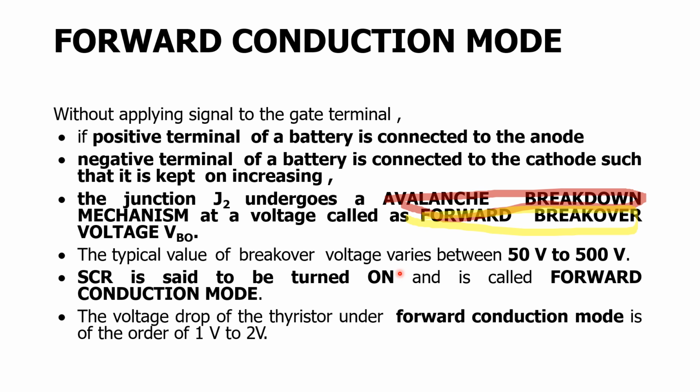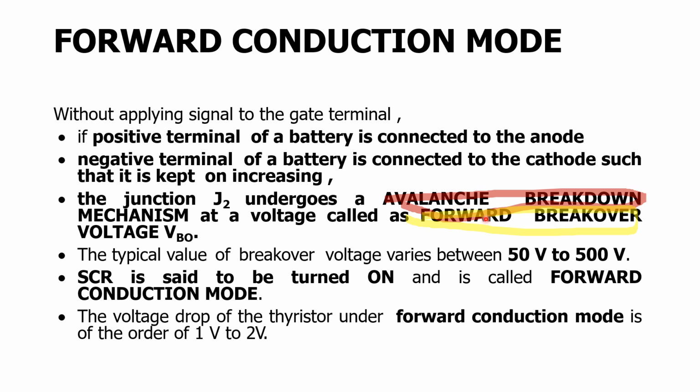So this is the first case, when we are connecting the anode to the positive terminal of the battery and the cathode to the negative terminal of the battery. In this case we are having a small leakage current. Second case: we are not applying the gate voltage, no control signal at the gate terminal, but again we are increasing the supply voltage. So once you are increasing the supply voltage, what will happen? Avalanche breakdown will be taking place.